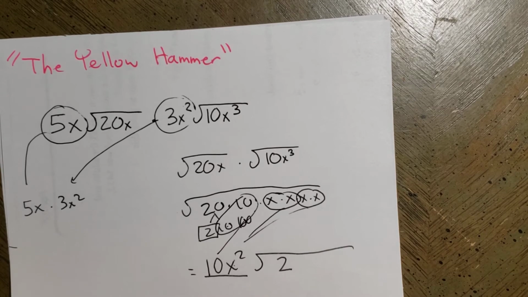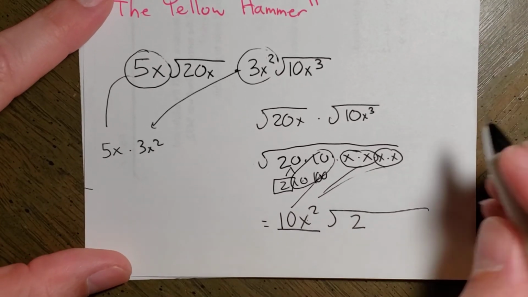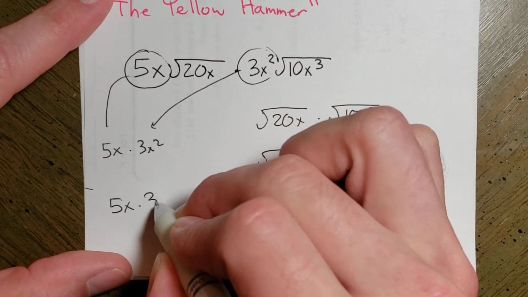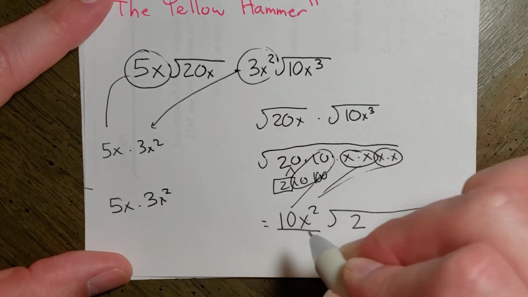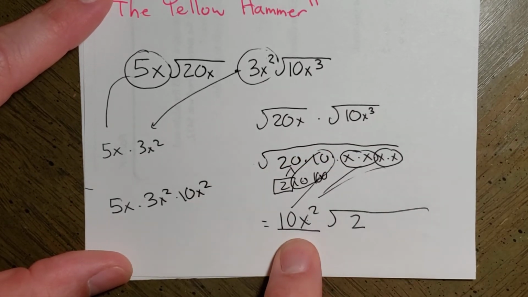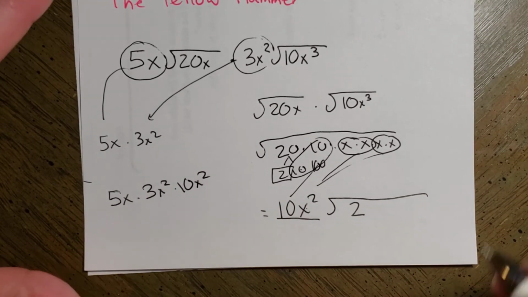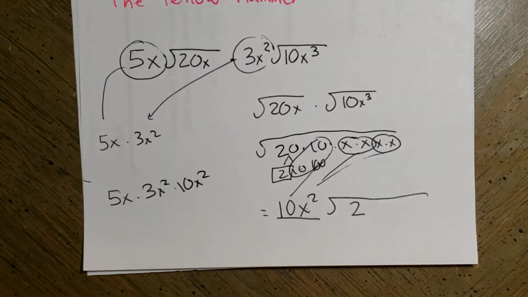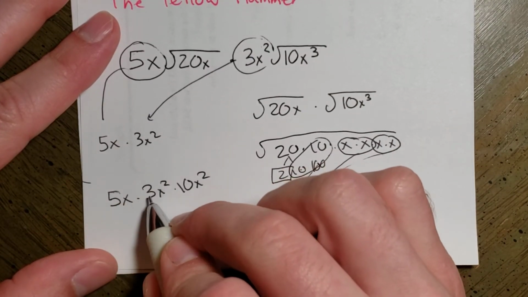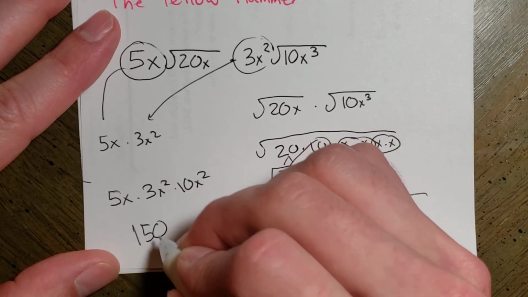All right, almost done. Don't trip at the finish line, please. Don't forget, you had this 5x, you had this 3x squared, and now you have a 10x squared all outside the radical sign, and they need to be put back together again. They need to be mushed back together. Luckily, that means multiplication. So 5 times 3 times 10, I believe, is 150.